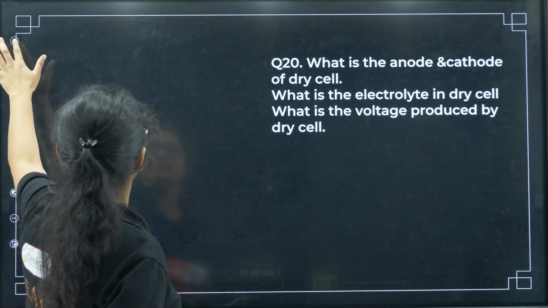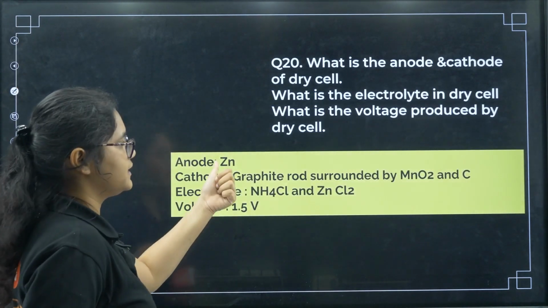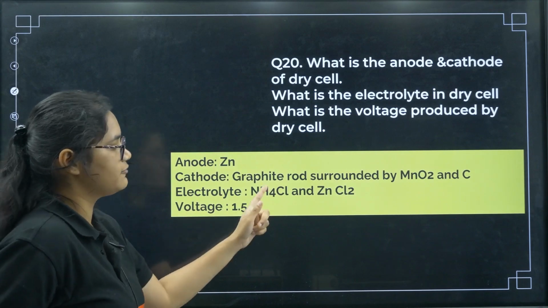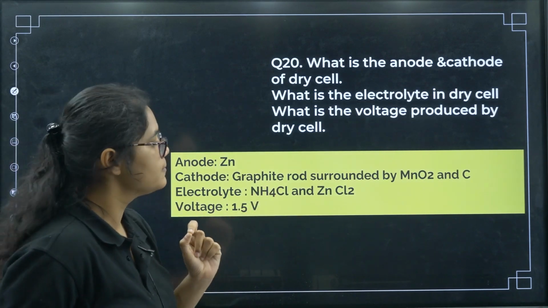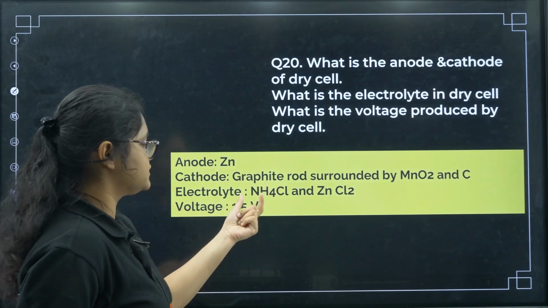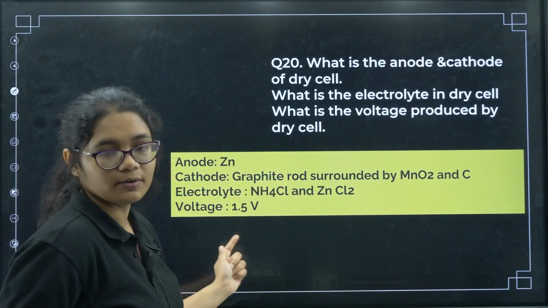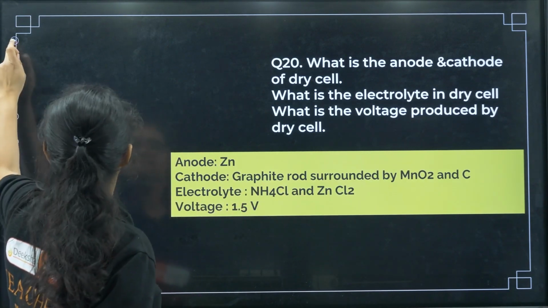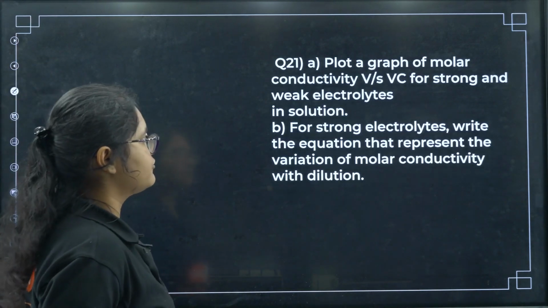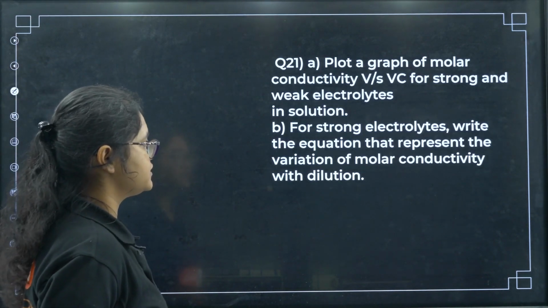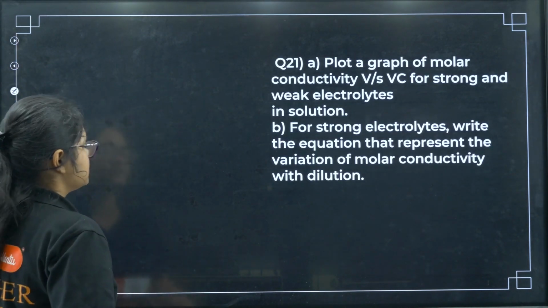Next, anode and cathode reaction. So which is your anode? Zinc is your anode. Cathode is which one? Graphite rod surrounded by MnO2. And then what is the electrolyte used here? NH4Cl and ZnCl2. What is the voltage produced here? 1.5 volt.